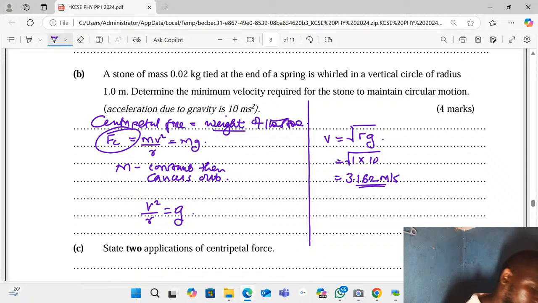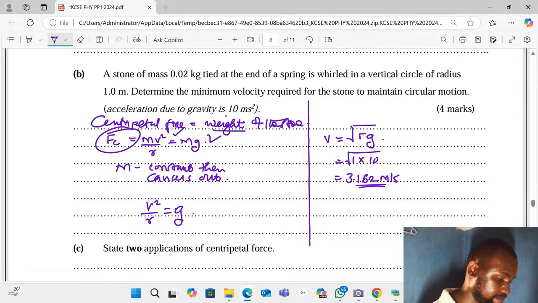Or you can go the other way around, the long method, where you calculate what Fc is in the formula, and then whatever is in question, you make it the subject of the formula when you have the figures.